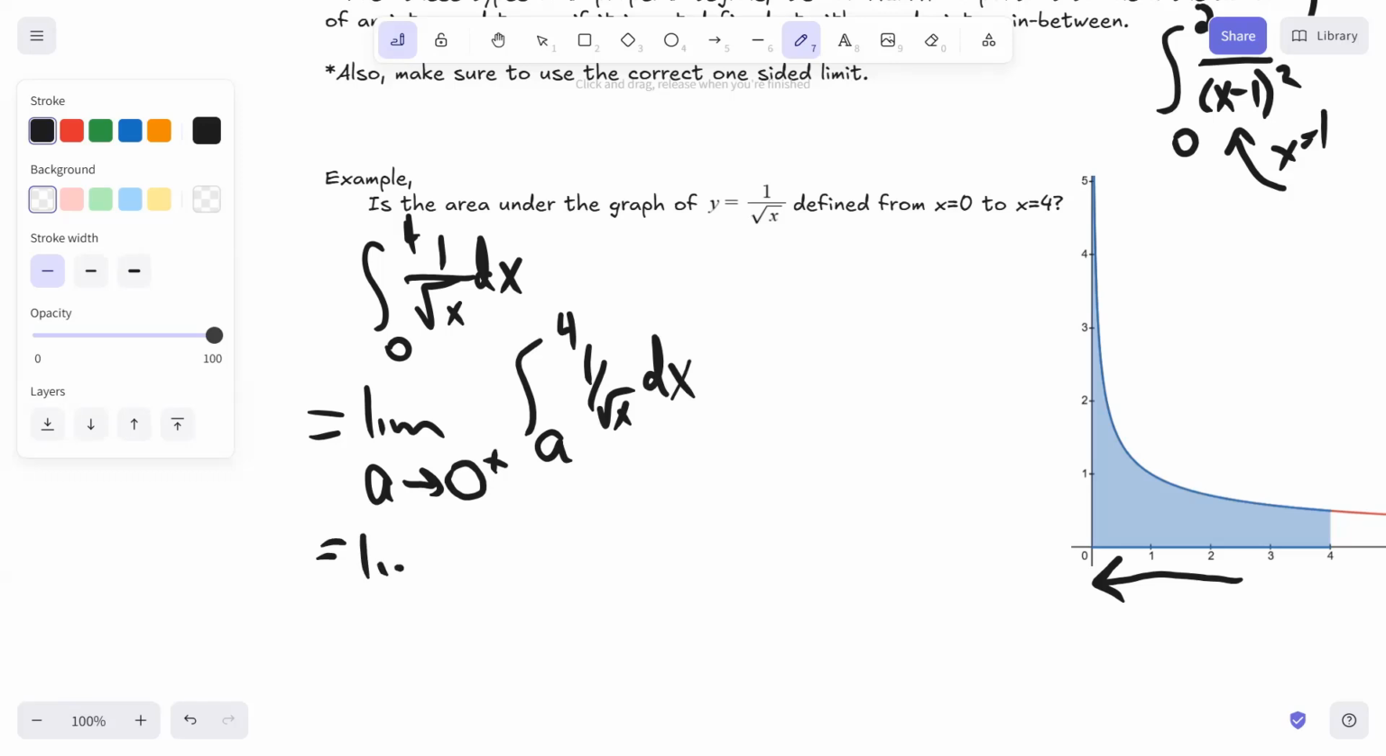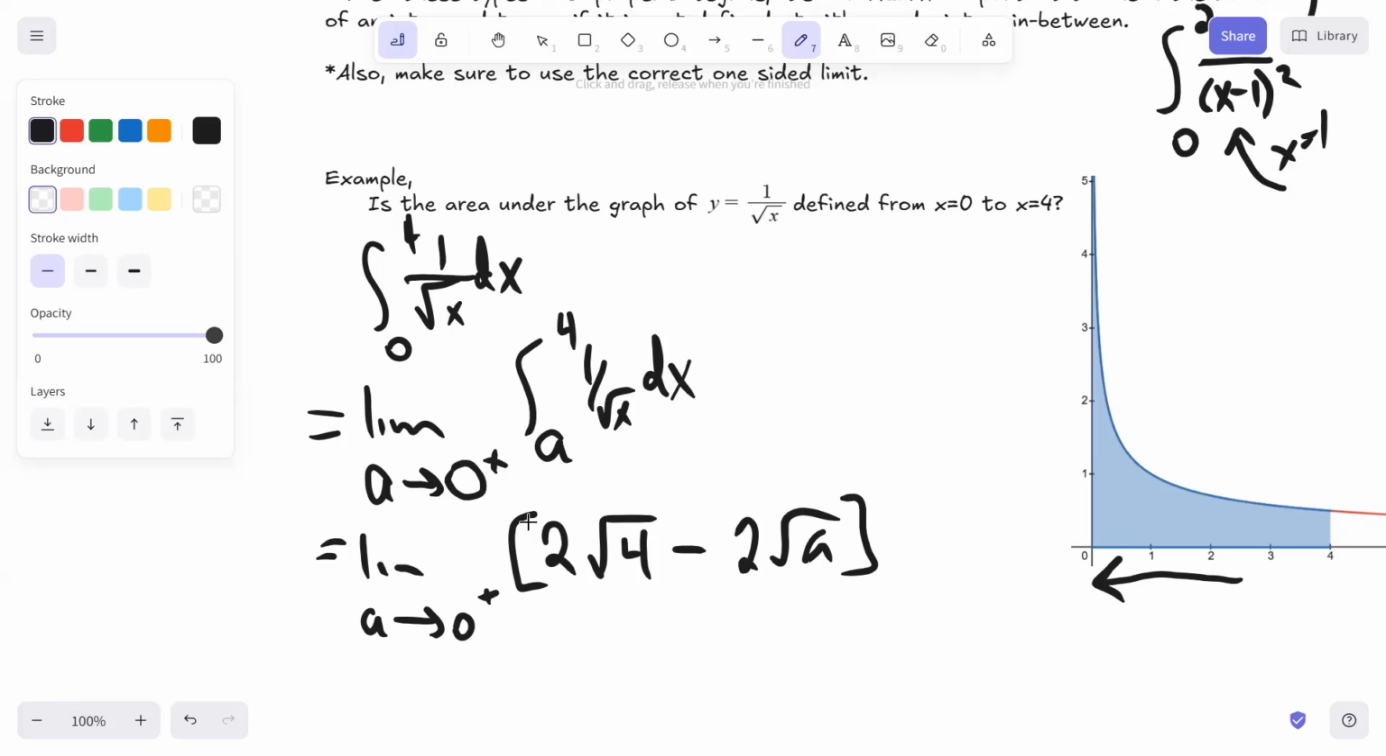So this is the limit as a approaches 0 from the right of 2 square root 4 minus 2 square root a. Remember, we already talked about how the antiderivative of 1 over root x is 2 root x. So I plugged in 4, plugged in a. 2 root 4 is going to be 2 times 2, which is 4. And as a approaches 0 from the right, this is going to approach 0. So this area is equal to 4. And yes, the area is defined and the integral converges.